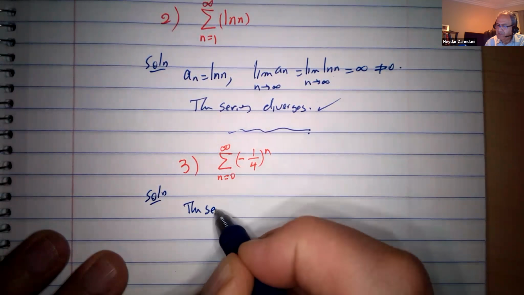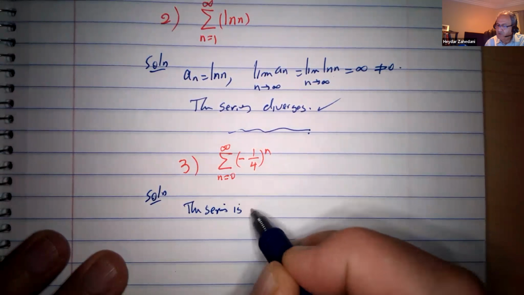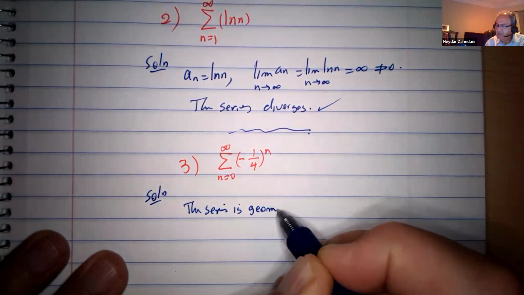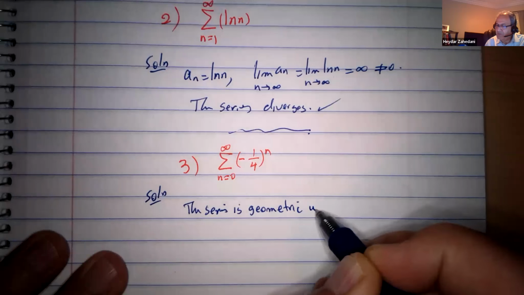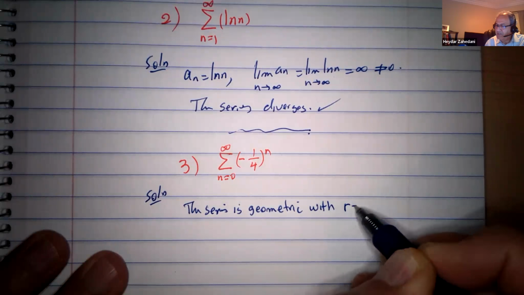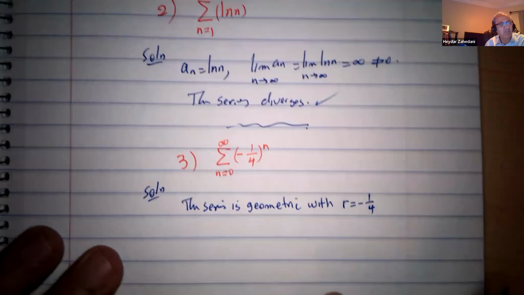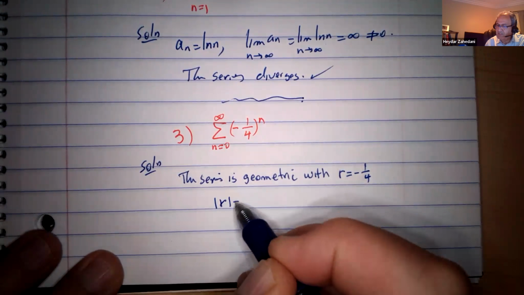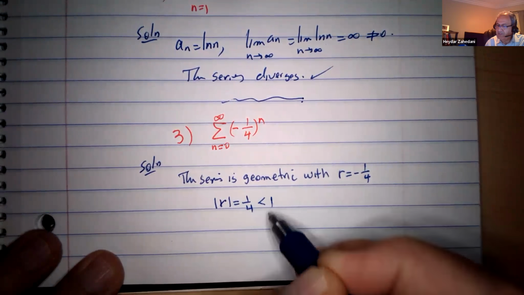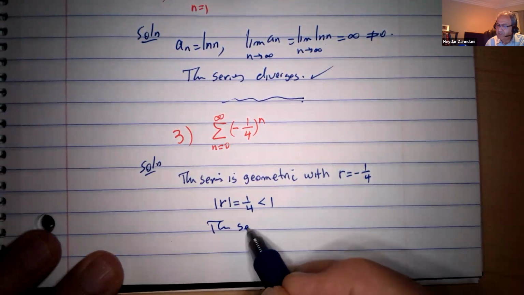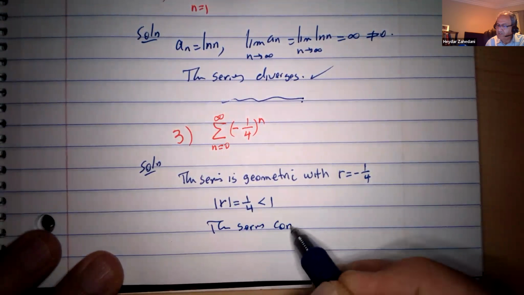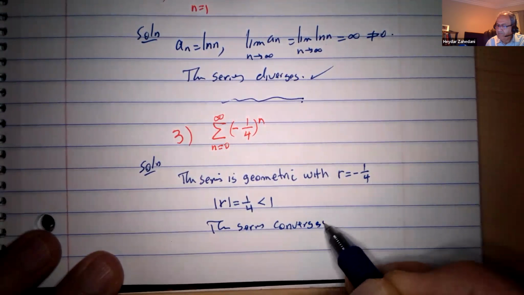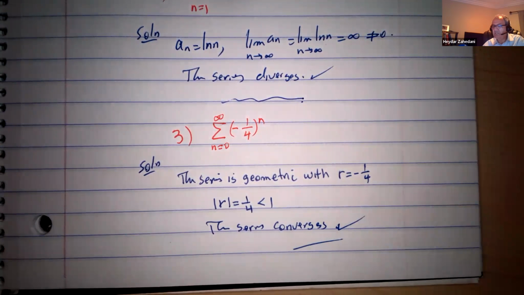the series is geometric with the common ratio of r equal to negative one quarter. Remember, it's going to be a fixed number. But the absolute value of r, which is one quarter, is less than 1. The series converges. Remember, a geometric series is convergent if the absolute value of the common ratio is less than 1.